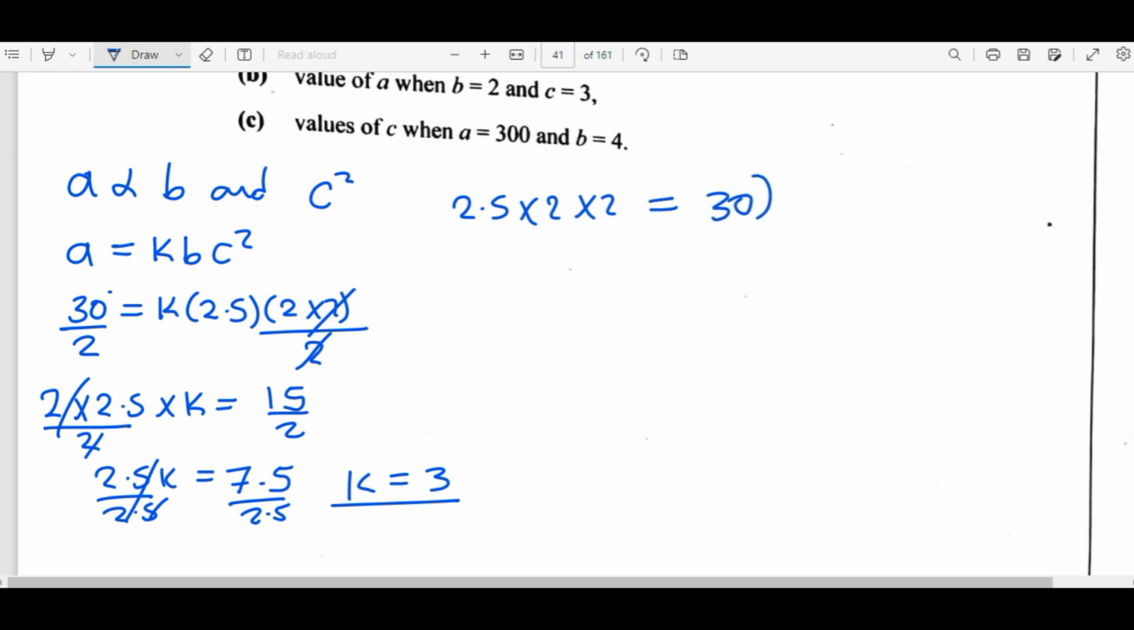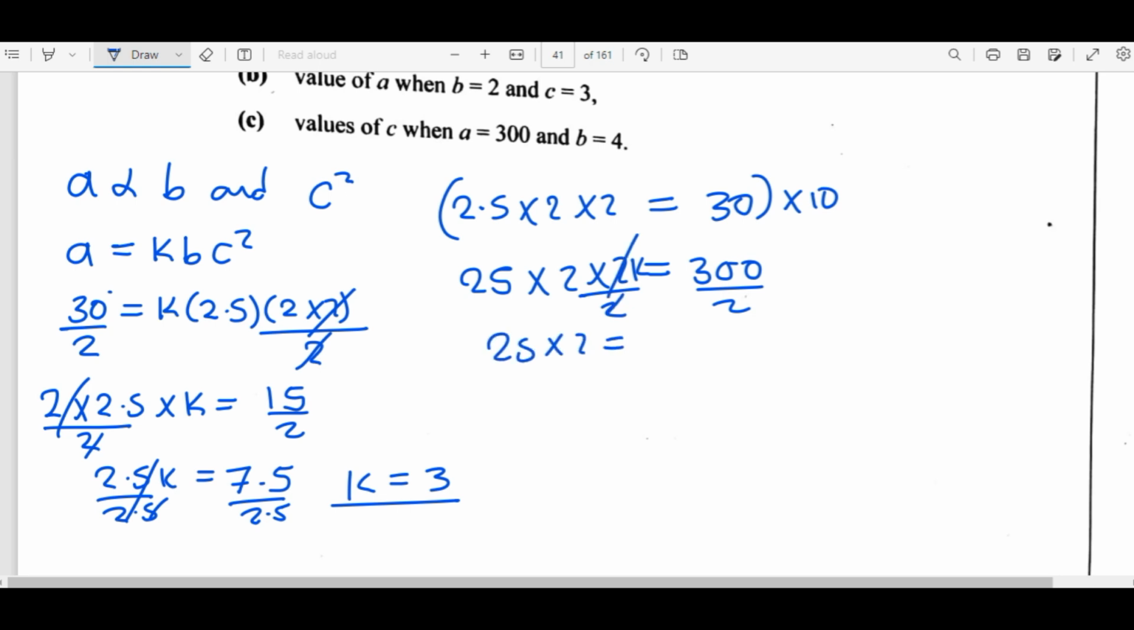So if you want, we can get rid of the decimal by multiplying everything by 10. If you multiply by 10, this will give us 25 times 2 times 2 K is equal to 300. So then we divide by 2, also by 2. So you know that 300 over 2 is equal to 150. So 25 times 2 is 50K is equal to 150 over 50, over 50. 150 divided by 50, we are still getting 3.